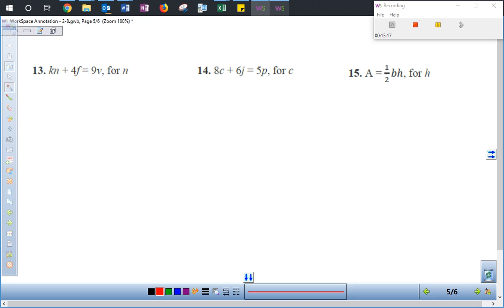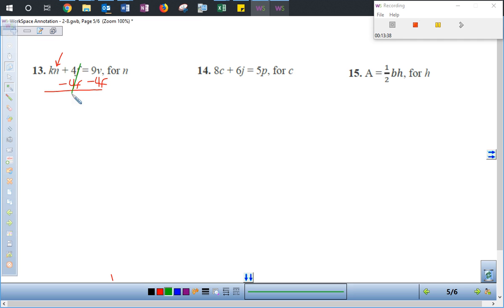On number 13, I have k times n plus 4 times f equals v, and they want me to solve for n. So this variable right here is what they want me to get all by itself. First I need to add or subtract, so I want to get rid of this 4f being added to it. So I'm going to subtract 4f from each side.